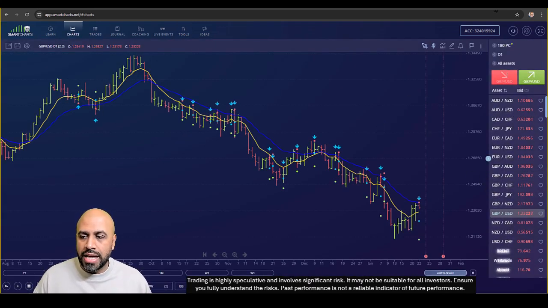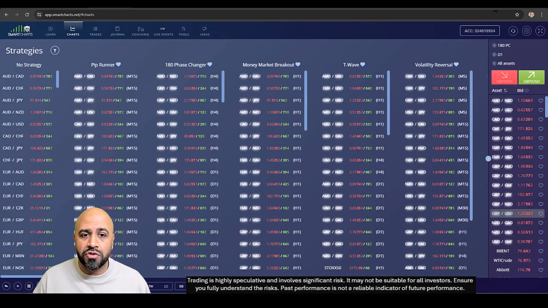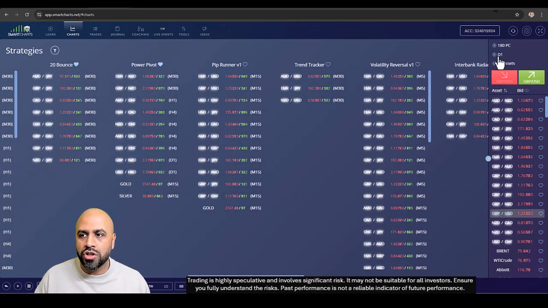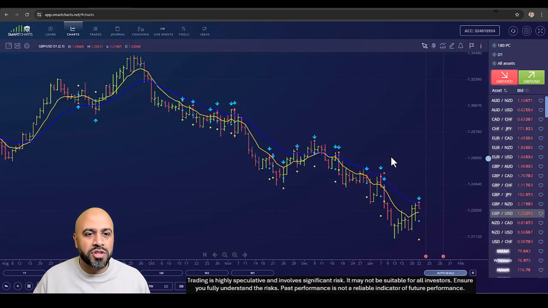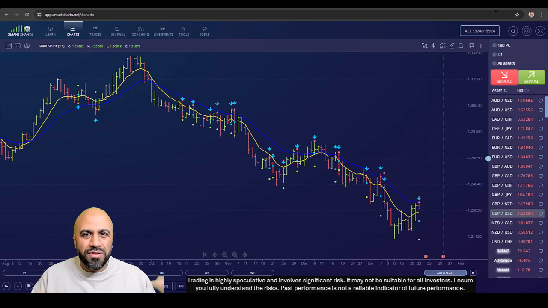So if we look at this strategy here, the 180 phase changer strategy, now in smart charts you have many different strategies to help identify and trade many different types of conditions, right? Different types of trends, ranges, consolidations, because within the market you get different types of conditions. Sometimes you get these long-term uptrends, sometimes you get these smaller trends, sometimes you get these ranges, sometimes you get these market sell-offs. So you get all these different types of situations that develop, but each strategy is designed to help identify different situations the market could be in. So the phase changer helps to identify any momentum trends developing in the market.